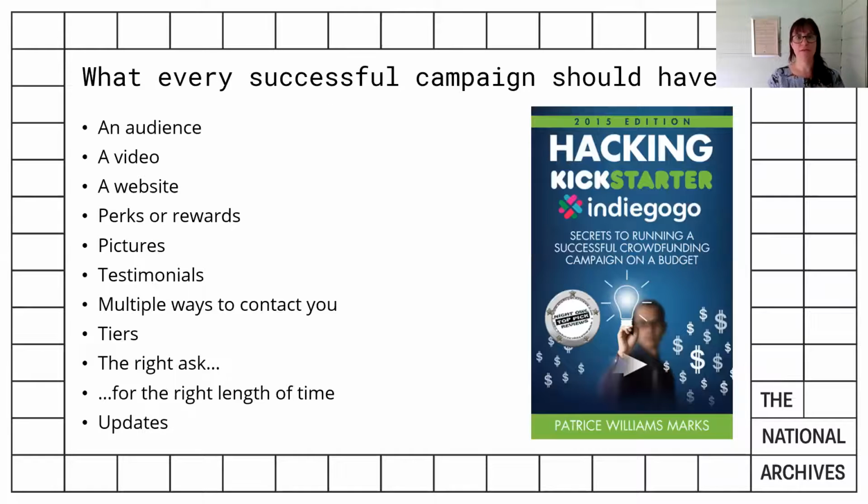So there we go. Again, this will link with what we've already been talking about in your takeaways. I think probably a lot of these we've ticked off, but what should every successful campaign have? You've got an audience. We talked about building the crowd, so I think that's a given. A video, which again you flagged for RVS.